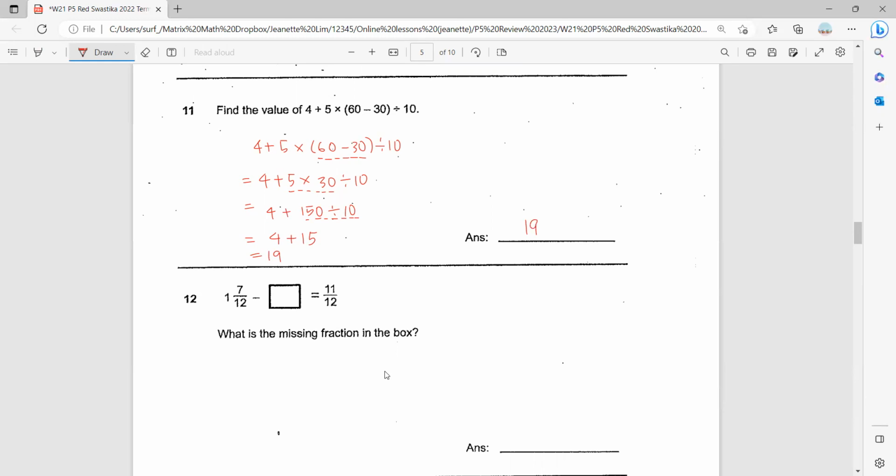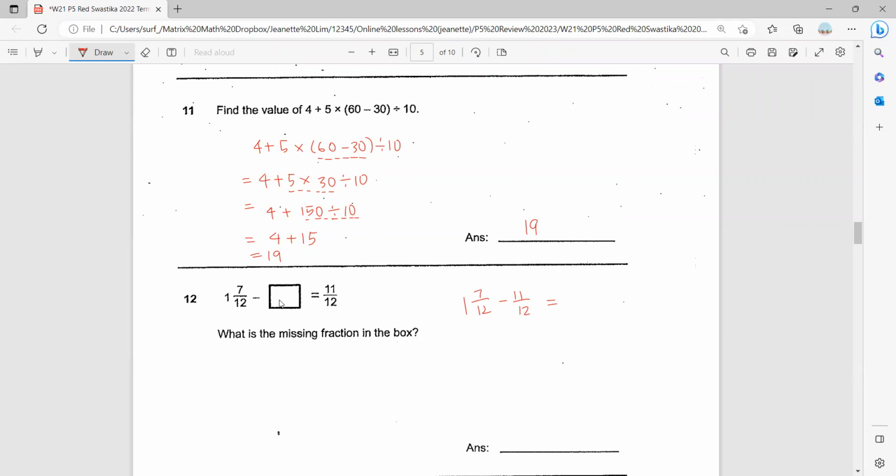Okay, then question 12. Find what is the missing fraction. Now, if you have something minus something to give you this, right? Then you can do the opposite. So 1 and 7/12 minus away this 11/12 to find the missing number, missing fraction. Okay, so if you have minus 11/12, you take the whole minus the 11/12.